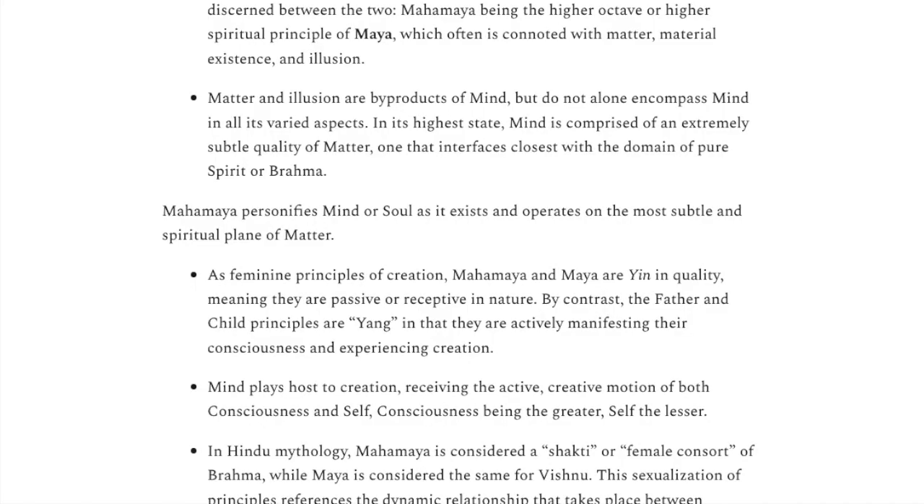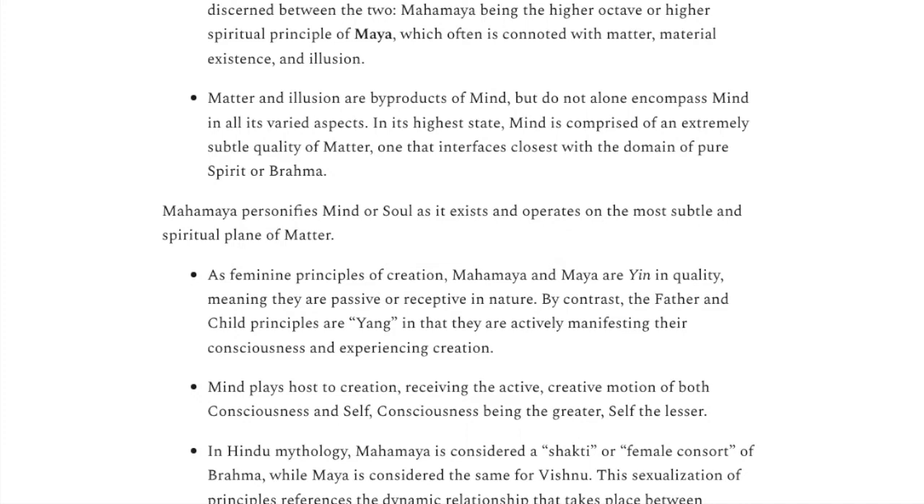Mind plays host to creation. It receives the impetus from the father. The conscious impetus for creation is received by the mind or the mother and converted into a plan or an archetype, which becomes the foundation of the material creation. So mind plays host to creation, receiving the active creative motion of universal consciousness and also of the self.